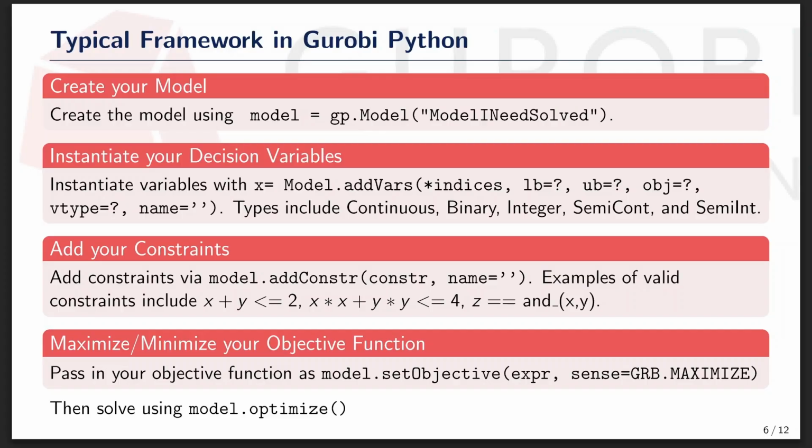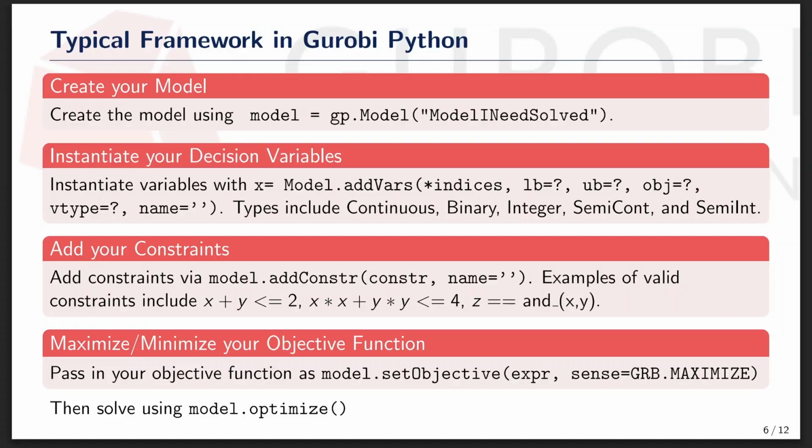Next, we'll need to initialize our variables, which we'll call decision variables, and we'll use add_vars for this, where we can control UB and LB, which are our upper and lower bounds, OBJ, which is our objective coefficient, which is similar to a weight for how important this is for our objective function, and VType, which is our variable type, and can be continuous, which is like ranging over the real numbers, binary, integer, semi-continuous, or semi-integer.